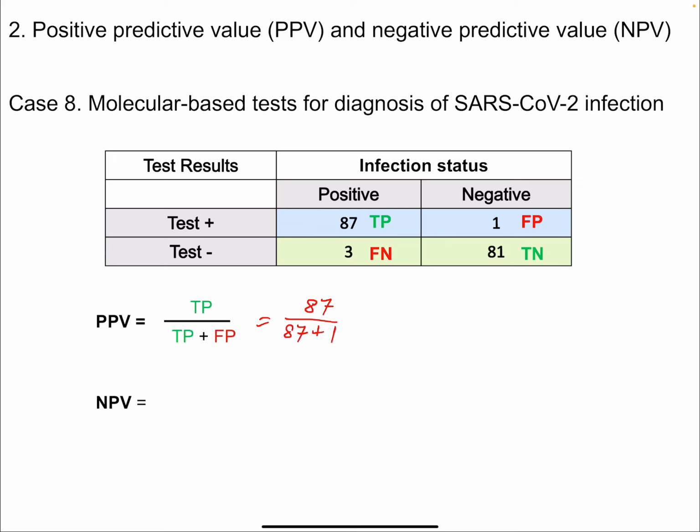If a person is tested negative, how likely is that person not infected by the virus? We can address that question using negative predictive value. NPV can be calculated using this formula. In this case, true negative is 81, divided by false negative 3 plus 81.